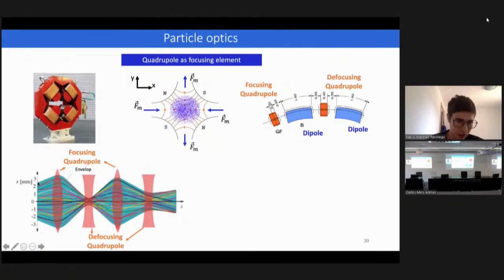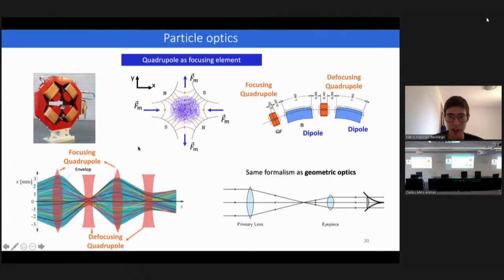As you can see here, this is the envelope of our beam, and by mixing focusing and defocusing quadrupoles, you can keep your beam stable. And you can see that this is very, very similar to the formalism of geometric optics. We can even substitute the quadrupoles by lenses, focusing and defocusing lenses, and this simplifies a lot the mathematical formalism of these kinds of problems.